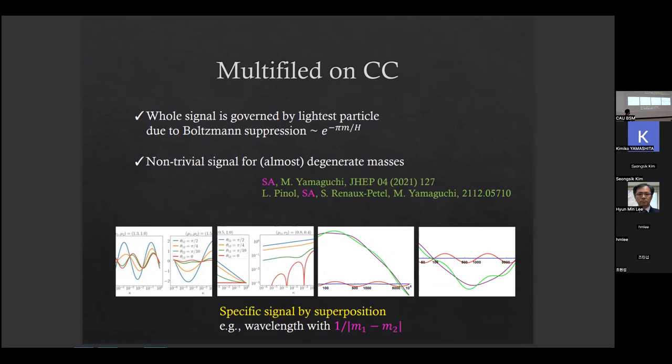One of the interesting things is that in the loop calculation, we found the total signal is characterized by a wavelength which is inversely proportional to the mass difference. Of course, the mass difference is a notion for the multi-particle state. So if you find this kind of signal, that means the existence of fields whose masses are around the Hubble scale.